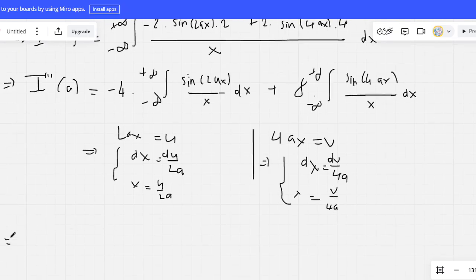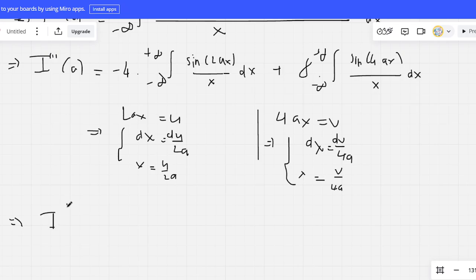So what this integral is going to become is the total derivative with respect to a equals minus 4 times the derivative of the integral from minus infinity to positive infinity of sine of u over u over 2a times du over 2a. And as you can see, these 2a very much cancel out, so I'm going to clear them off. These 2a cancel out. Look how nice. I forgot to actually delete this part too.